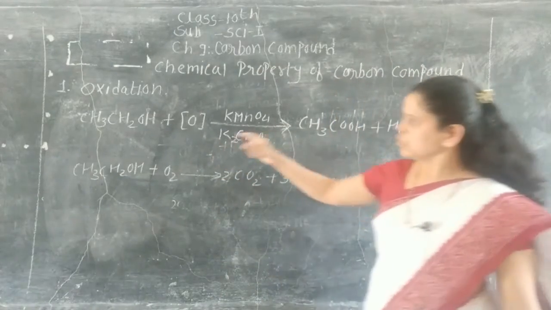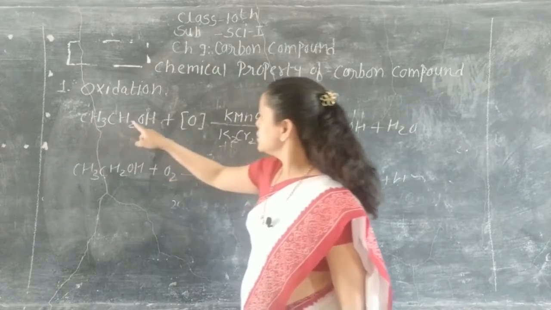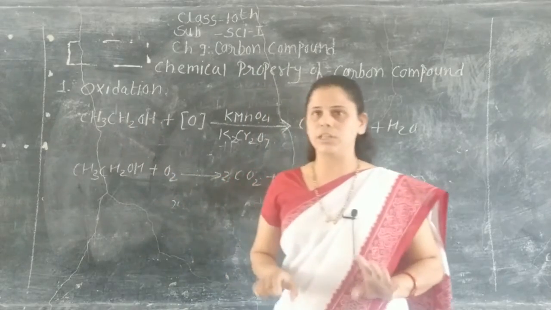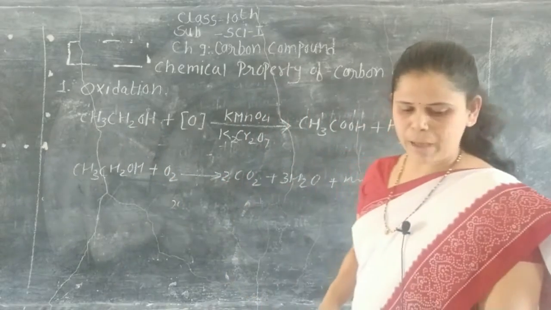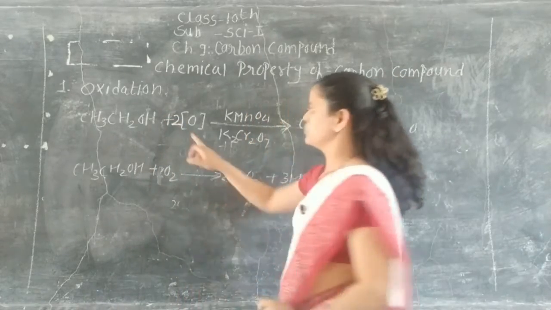Here one hydrogen is reduced. They form CH3COOH, and H2 is reduced in this reaction. Then again, balance this equation. So, clear?